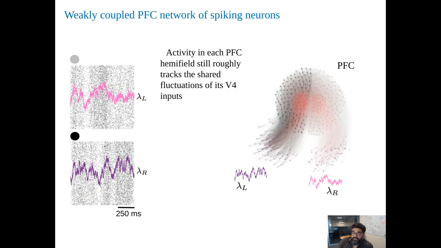And now when we look at the spike train responses in the raster plots on the left, we see that each neuron in PFC is going to be deemed either a left sensitive neuron or a right sensitive neuron, meaning which V4 is it getting its projections from. And the collection of PFC neurons that are getting inputs from the left V4, they tend to track that one-dimensional input from the left, similarly for the right.